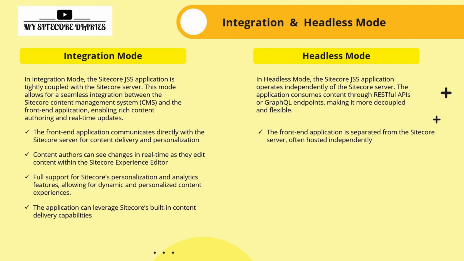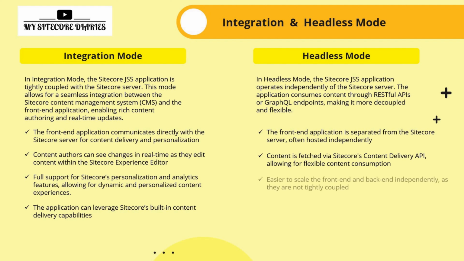When you talk about the headless mode, the front-end application is separated from the Sitecore server, often hosted independently. So your front-end application is completely hosted separately. Content is fetched via Sitecore Content Delivery API, allowing flexible content consumption. So content is used as a service, okay, and if you are consuming the service from the API, it is easier to scale the front end and back end independently as they are not tightly coupled. So both your front end and back end are separate applications, so depending on your requirement, depending on your resources, you can scale both the things separately.